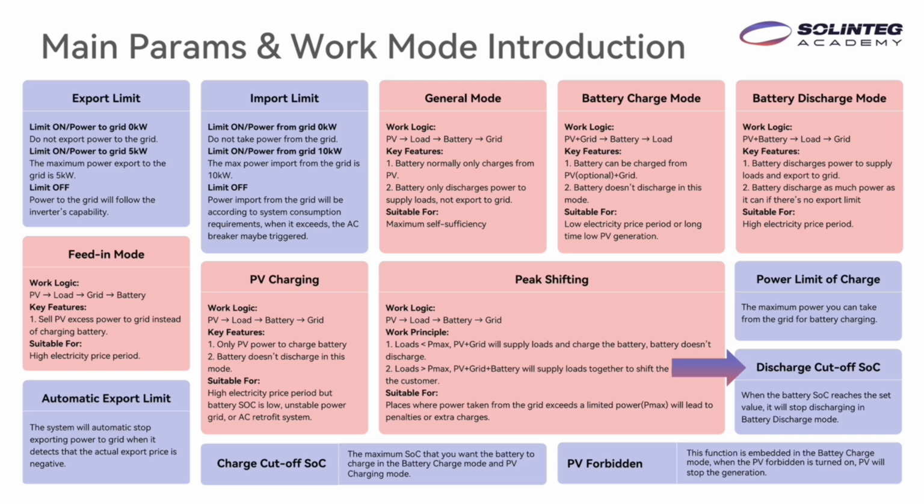And the discharge cutoff SOC is for the battery discharge mode. That means if I don't want to use too much power from the battery, and want to save the rest for other uses, I can set the value here. When the battery is running in battery discharge mode and the power has reached the discharge cutoff SOC, the battery will stop discharging. And the PV forbidden is a function suitable for extreme negative electricity price periods. If we open this function in our system, the PV will stop generating power, and we will take as much power as we can from the grid.